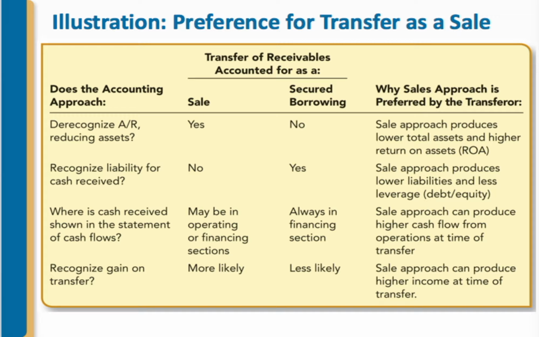Transferors usually prefer to use the sale approach rather than the secured borrowing approach to account for the transfer of a receivable, because the sale approach makes the transferor seem less leveraged, more liquid, and perhaps more profitable than this similar type of arrangement under the secured borrowing approach. The illustration above explains why, describing particular effects on key accounting metrics.